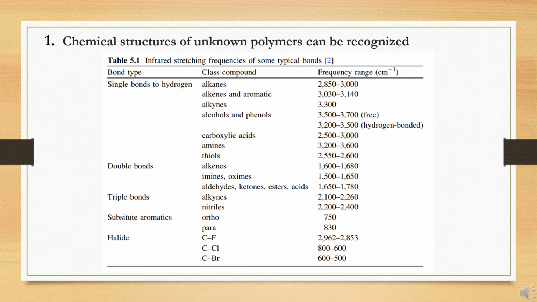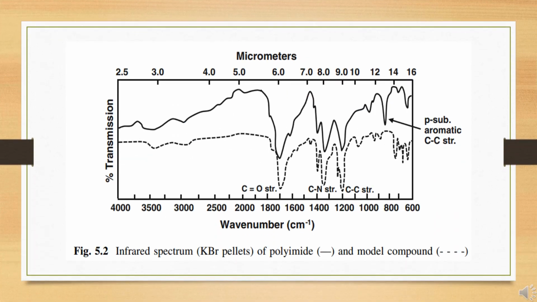The first one is that the chemical structures of unknown polymers can be recognized by analyzing the IR spectrum with reference to an IR table, which contains the information on infrared stretching frequencies of typical bonds. This figure shows the difference of IR spectra between polyimide and its chemical repeating unit model compound. We can recognize that there is a significant peak at a frequency of 650 to 900 cm-1, which indicates the p-substituting linkage between the aromatic structure of monomers with CH bending.